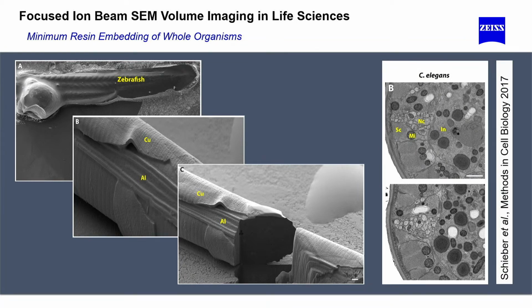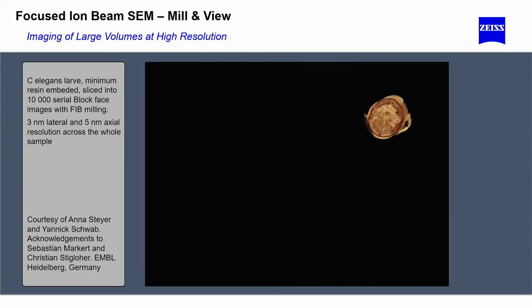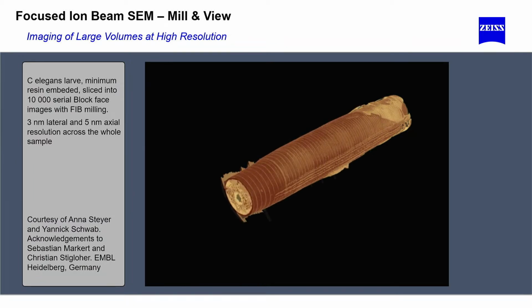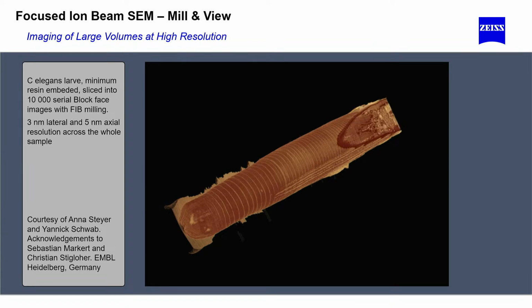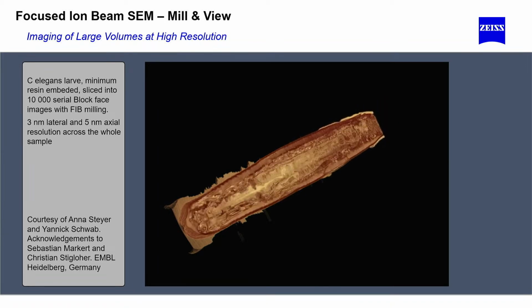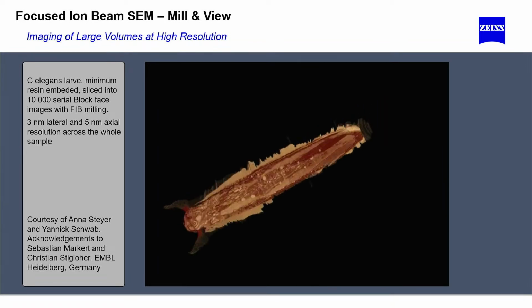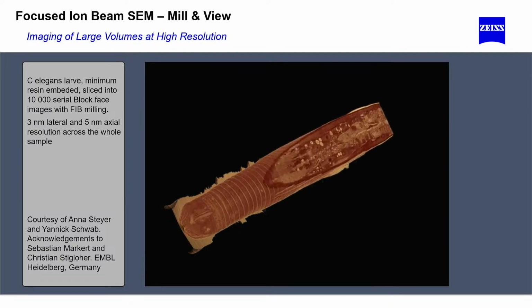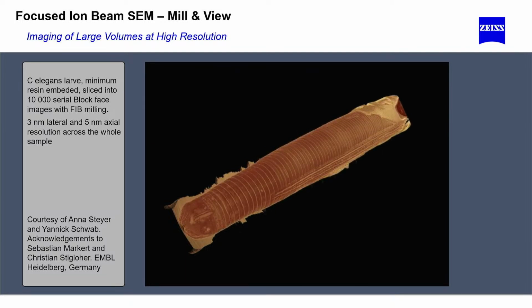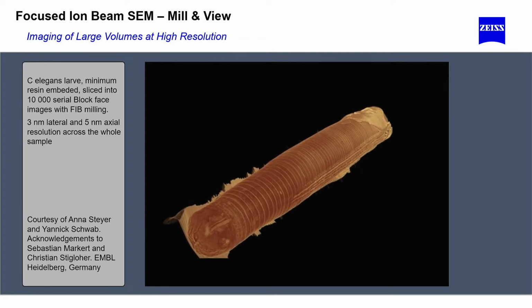stable image acquisition. This was done the first time, I think, a couple of years ago. The complete zebrafish larvae here, which was 80 microns long, was imaged by cutting 10,000 sections with a 5 nanometer axial resolution, this kind of volume.